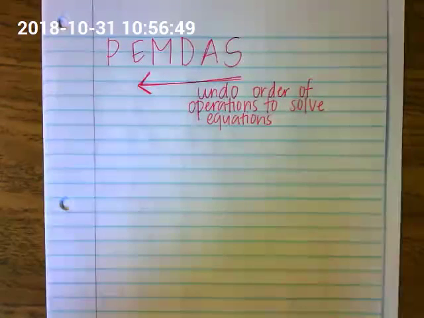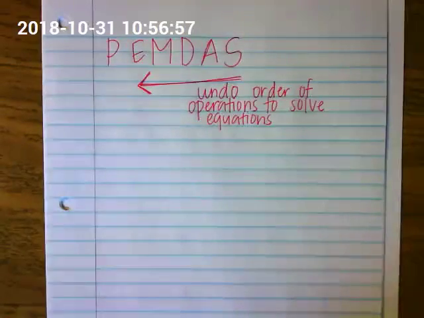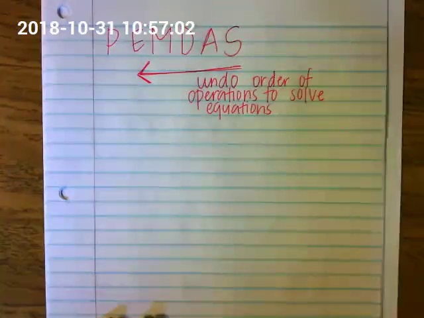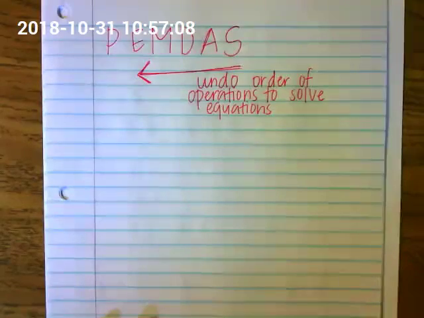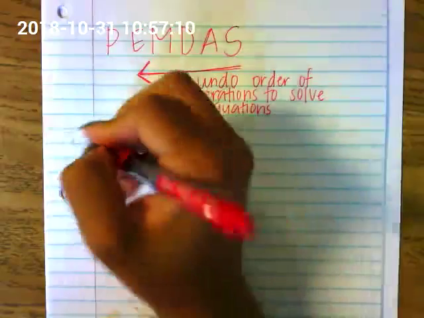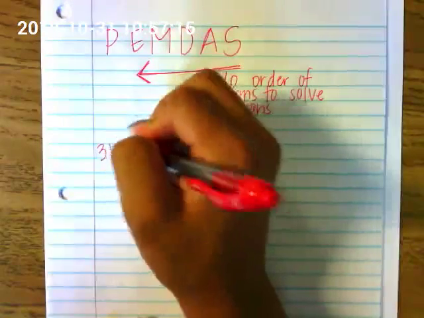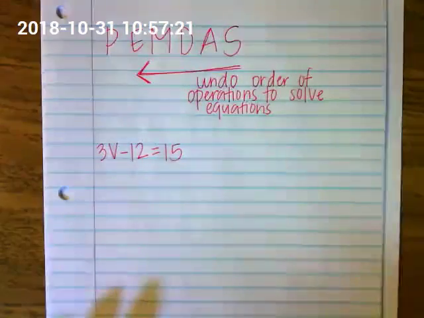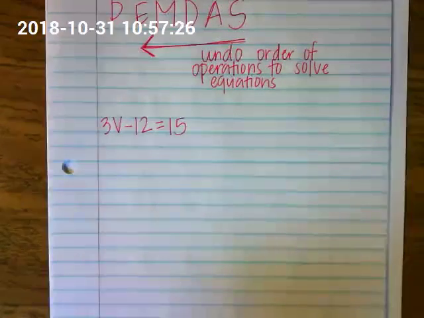I want to talk about some examples that we can do together. So I'll give you about 30 seconds to try it, and then we'll talk about it together. So first example, let's do 3v minus 12 is equal to 15. 3v minus 12 is equal to 15.